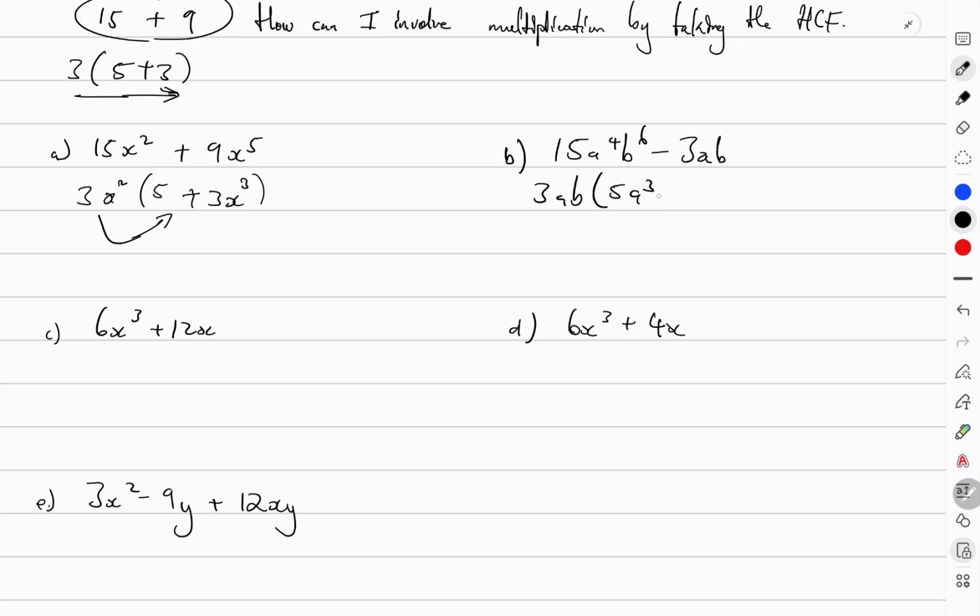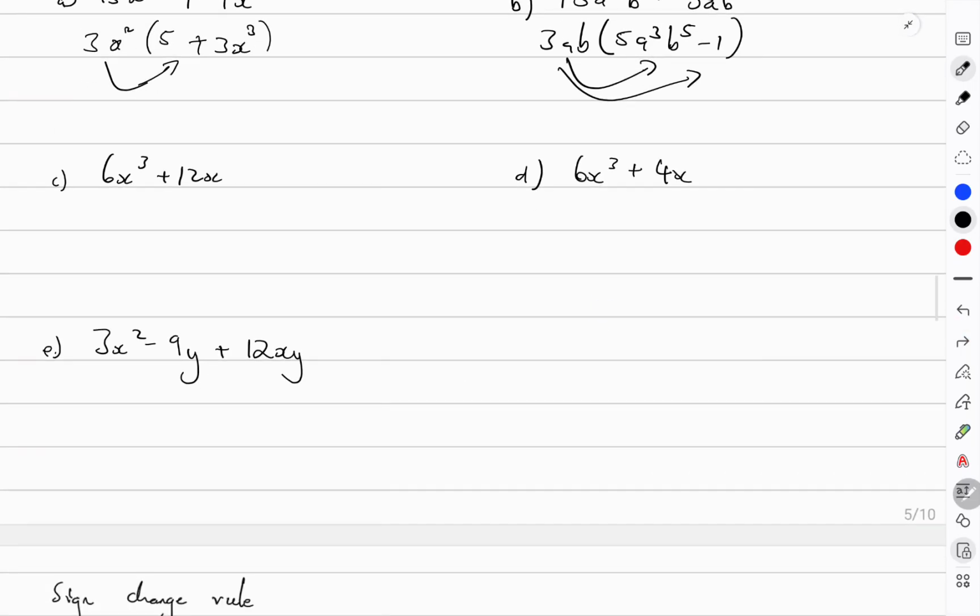A to the power of 3 and b to the power of 5. Because if this were to distribute, 3 times 5, I'll have a 15. A times a to the power of 3, I'll have a to the power of 4. B times b to the power of 5, I'll have b to the power of 6. Therefore, what should I multiply by 3ab such that I have 3ab? It's going to become negative 1. Therefore, I would have factorized, because if I were to use distributive law, it should take us back where we come from.